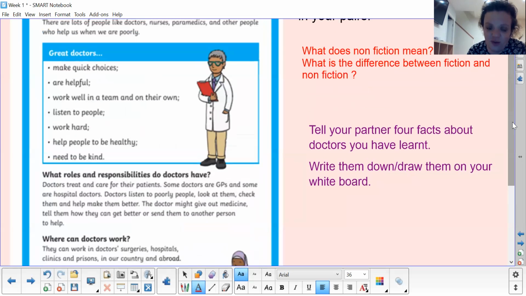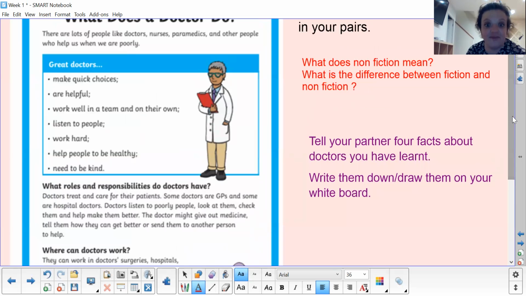So obviously you're not with your partner, but see if you can now write down 4 facts or draw them that you have learnt about doctors from what I just read. Pause the screen now.